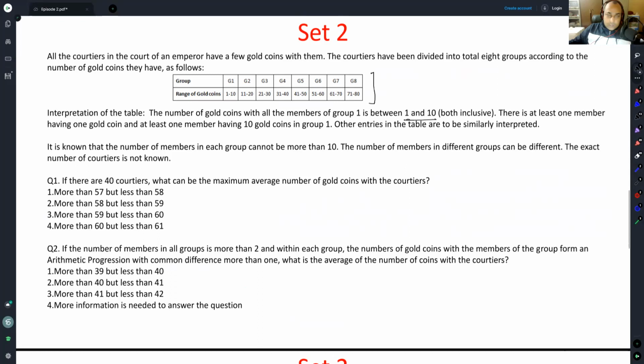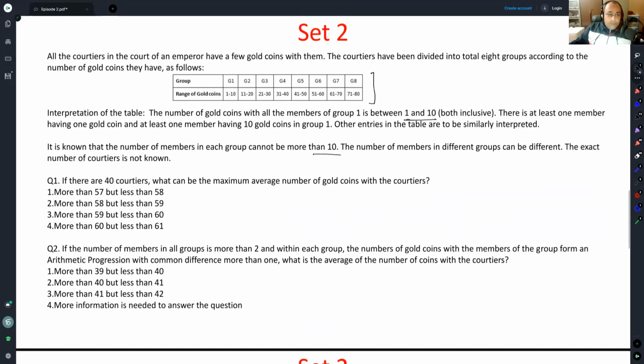So for each of these groups, every group has at least 2 people, and among those, at least one person is at the lowest value and at least one person is at the highest value. Okay, wonderfully done. It is known that the number of members in each group cannot be more than 10. The number of members in different groups can be different. The exact number of courtiers is not known.